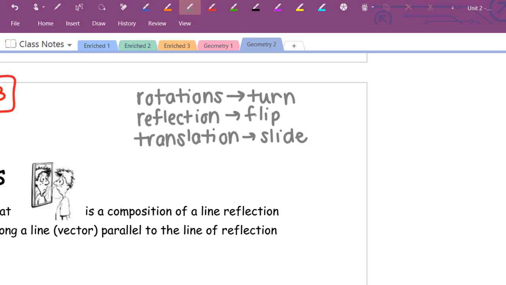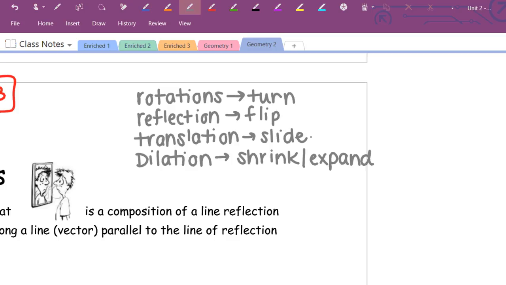We also talked about a dilation. And what does a dilation do to your figure? Yeah, it's sort of, I guess, a shrink or an expand. It doesn't change the angles, it does change the size.